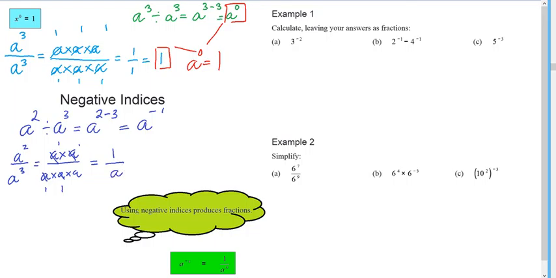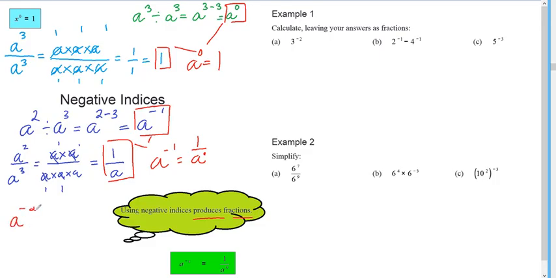Now, let's do that comparison as we did with the rule above. We have a to the minus 1, and we have 1 over a. And those two things are equal. So a to the negative 1 is really equal to 1 over a. And I'll just put that power of 1 there because I know that is understood. Now, when looking at negative indices, it is very important to remember that nothing is negative in your answer, but that it produces a fraction.